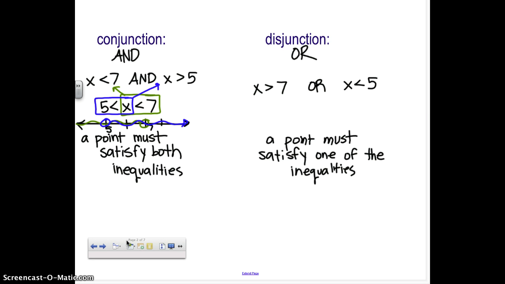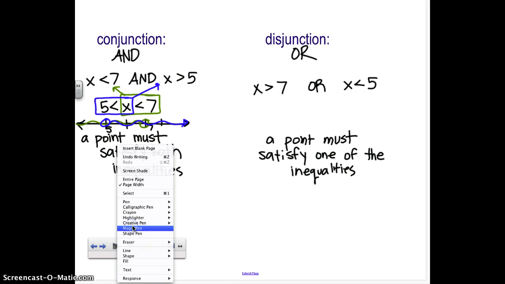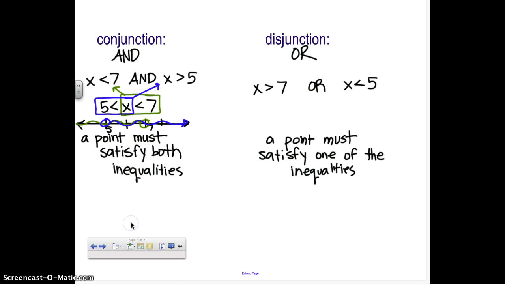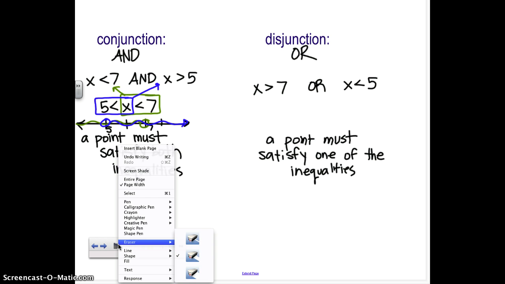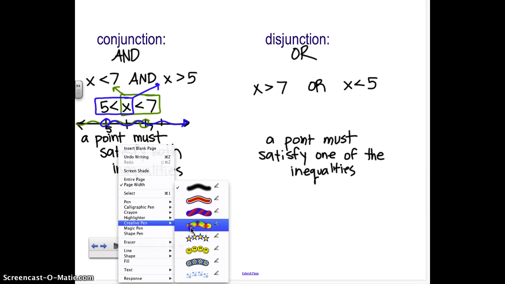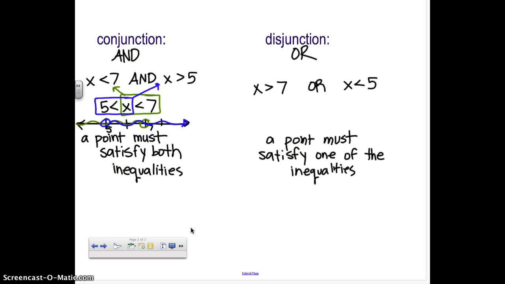Okay? And what happens is we have the and, that means it has to satisfy both. Well, the only points that satisfy both are between this circle over to that one. And they look closed right here, but we all know these are supposed to be open circles. Okay, between 5 and 7. And that's how we write that sandwich.